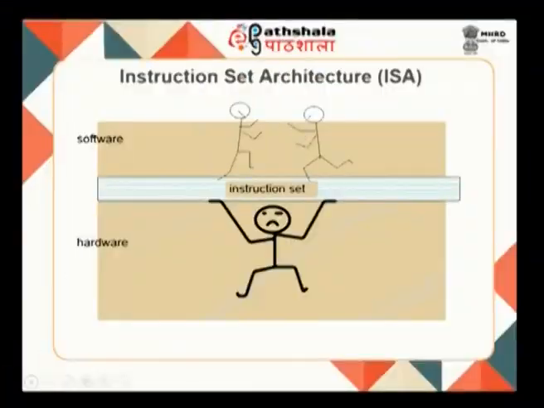Now, first of all, what is instruction set architecture? We have already seen that computer architecture consists of two components, the instruction set architecture and the computer organization itself. The ISA specifies what the processor is capable of doing. The instruction set architecture is basically the interface between your hardware and the software. The only way that you can interact with the hardware is the instruction set of the processor.